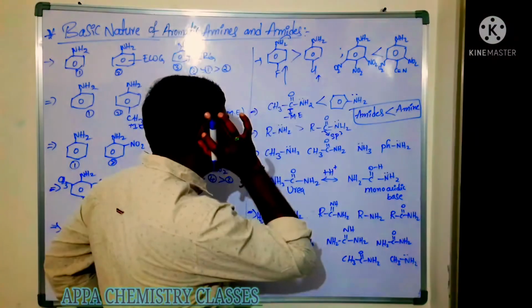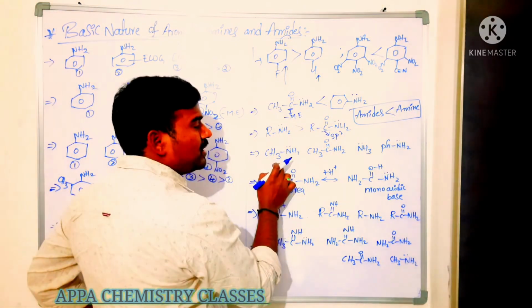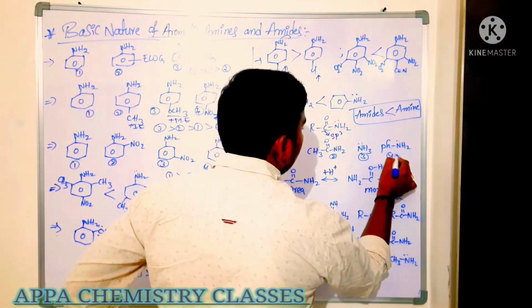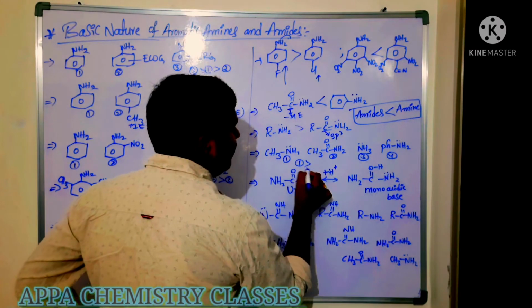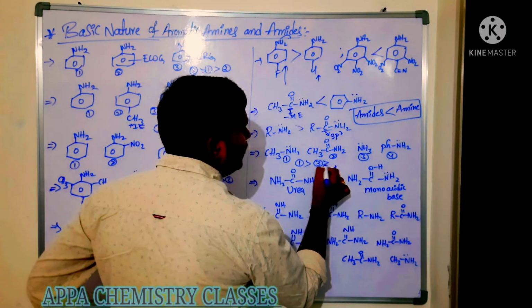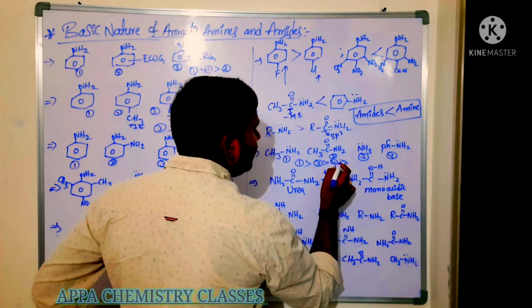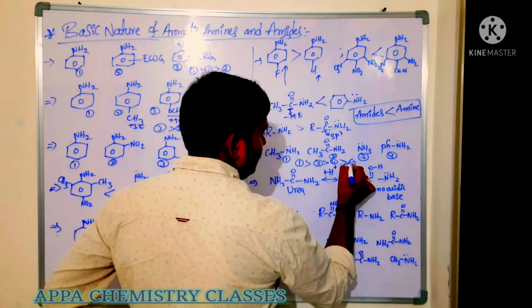Among these, which is more basic one? Aliphatic amines are more basic. 1, 2, 3, 4. So aliphatic amine, after that ammonia, after that aromatic amine, after that the least basic one is what? Amide.